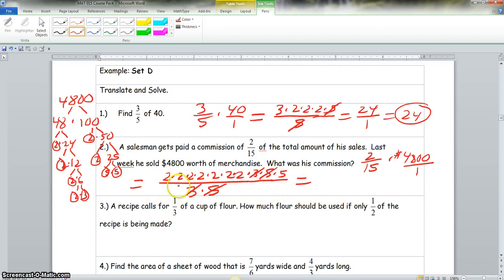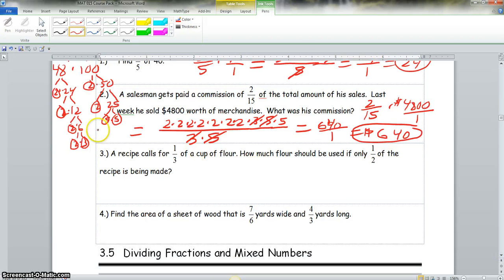Now when we multiply this out, we have, what's that, 7 2's. 2 times 2 is 4, times 2 is 8, times 2 is 16, times 2 is 32, times 2 is 64, times 2 is 128. And 128 times 5, it looks like it's 640. For some reason, this 4 just keeps giving me a line on it. So it's 640 over 1. So it'll be $640 would be his commission.